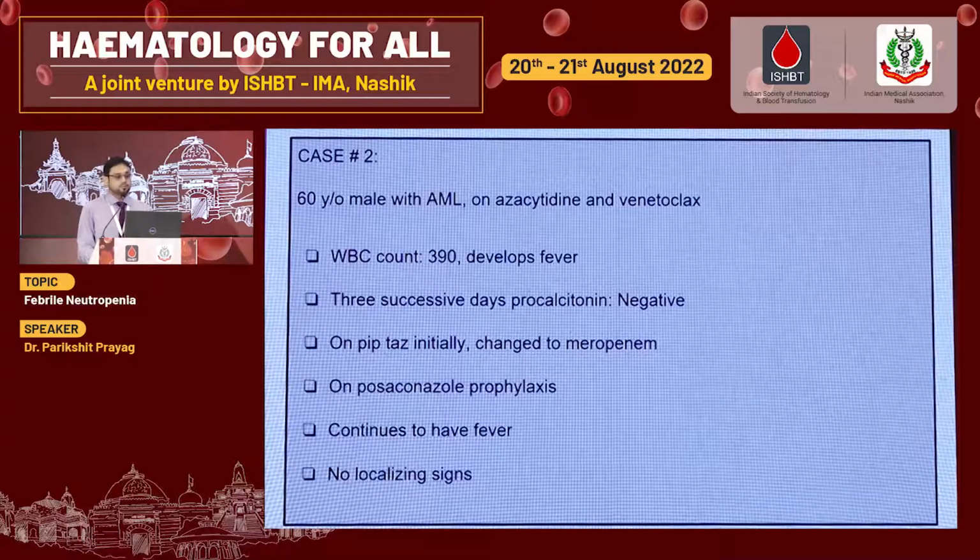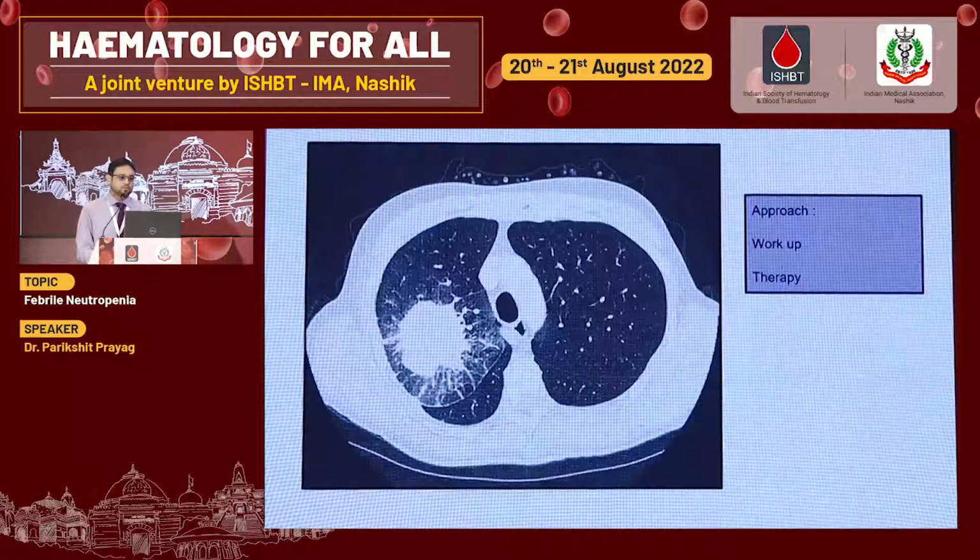He is on posaconazole prophylaxis. Again, AML on induction therapy, he is on posaconazole prophylaxis. But he continues to have fever. Again, there are no localizing signs. So you have made sure that there is no oral thrush, there is no cellulitis, there are no signs of typhlitis, there are no skin lesions in this patient. So what would you do?